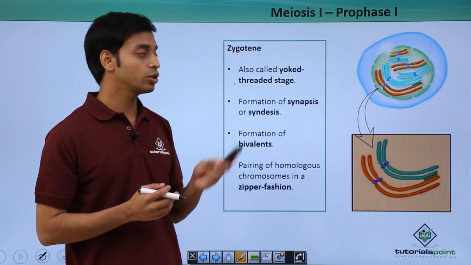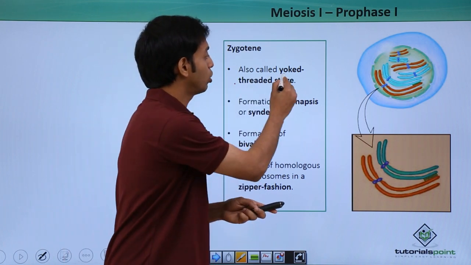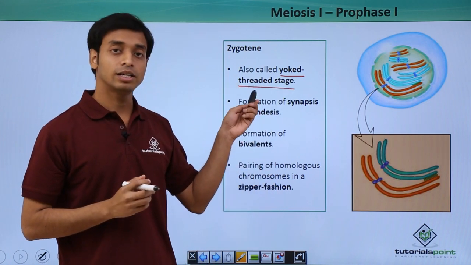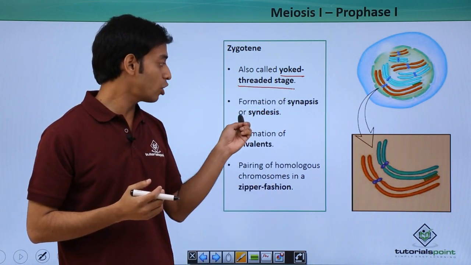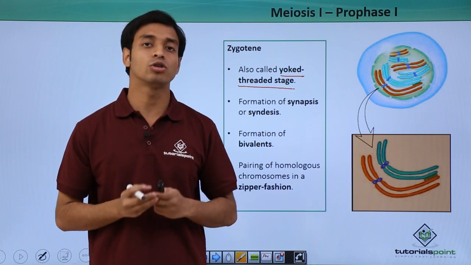After leptotene, the stage comes which is known as the zygotene. So zygotene is also known as the yoked threaded stage. This shows the formation of synapsis. So what is this? Here the homologous pairing of chromosomes happens.